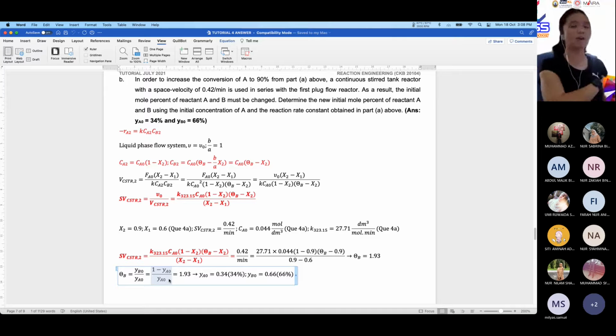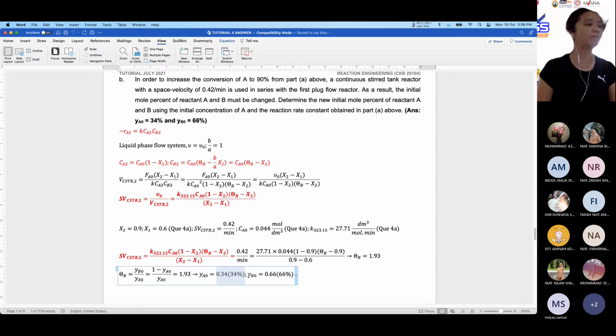So since I know theta B 1.93 and since my equation only left with YA0, then I can solve my YA0. I will get my YA0 as 0.34, 34%. And then nak cari YB0, 1 minus 0.34, you get your YB0 as 0.66 ataupun, we can call it as 66%. Okay, so done for question part B.